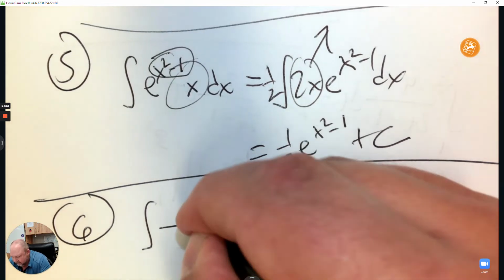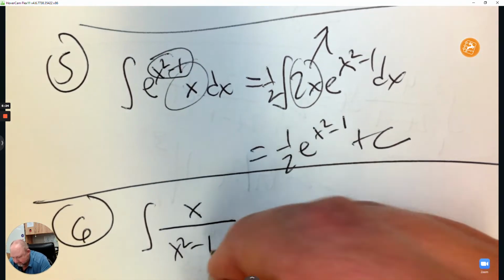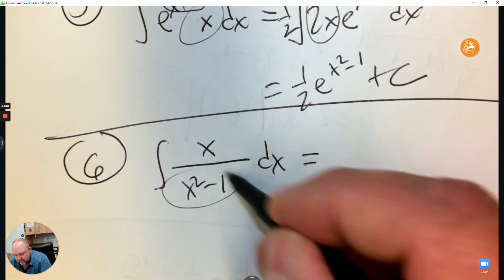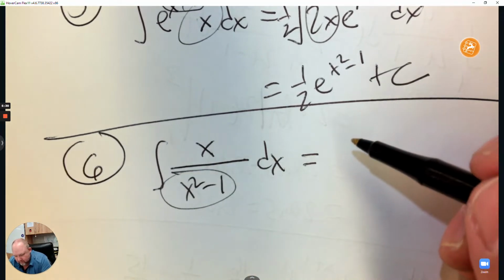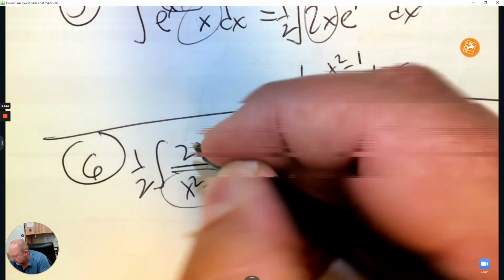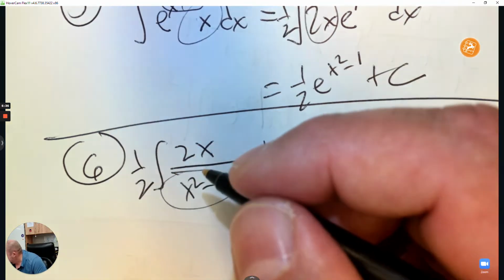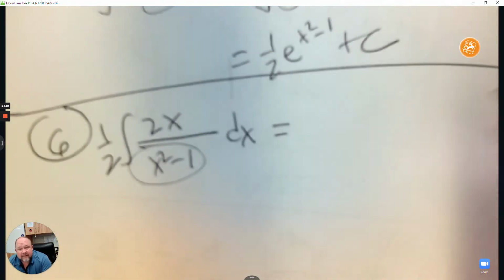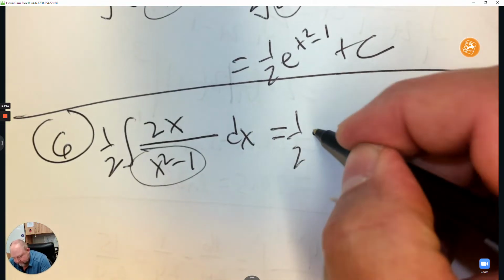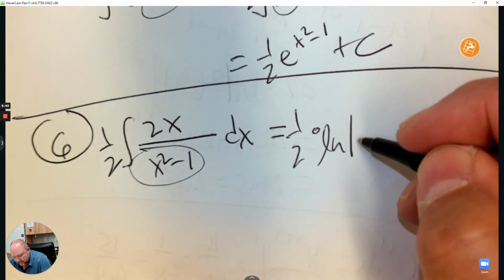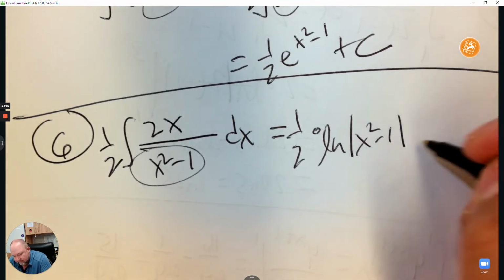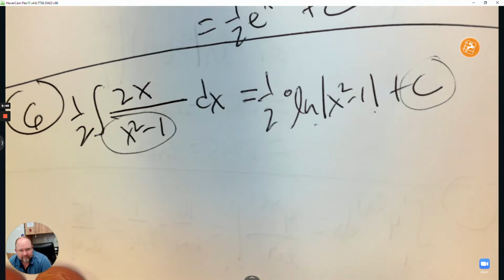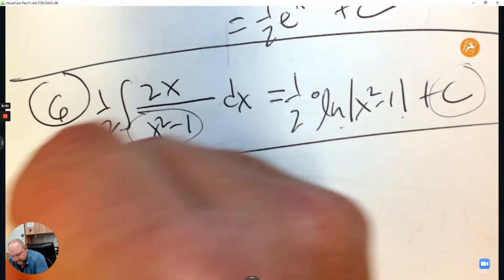When I see a fraction, I cycle through possibilities. So one of the possibilities is it's a logarithm. What's the derivative of the denominator? 2x. So what it was over what it became. Next, do the logarithm of the denominator. And don't forget the candy bars, the candy bars when you do a logarithm. Number 7.